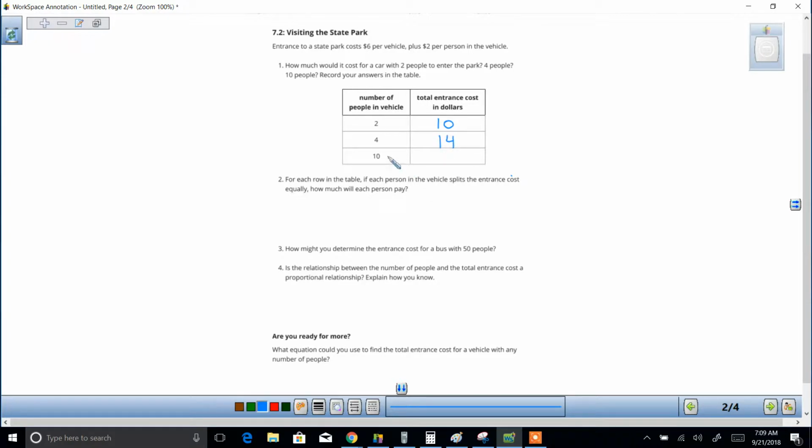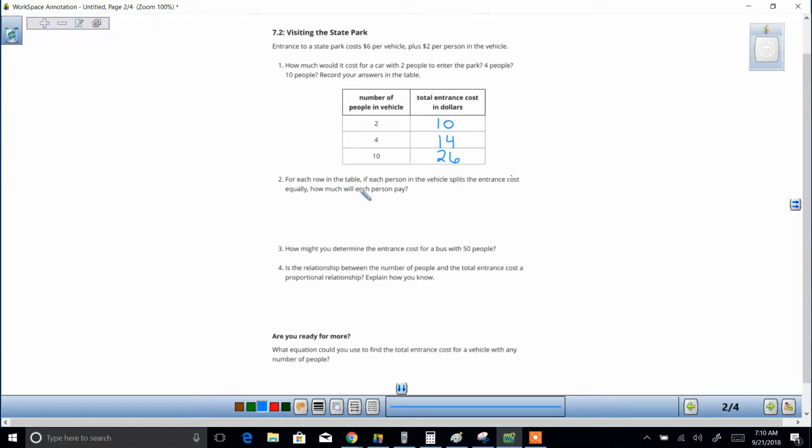And then for this next one, we've got 10 people. I guess we're driving a large van of some sort to be able to squeeze 10 people in there, but that's $2 each. That's $20 for the 10 people, plus the $6 for the vehicle. That one is $26. So we've filled out the table. We've done number 1, how much it would cost for all of those.